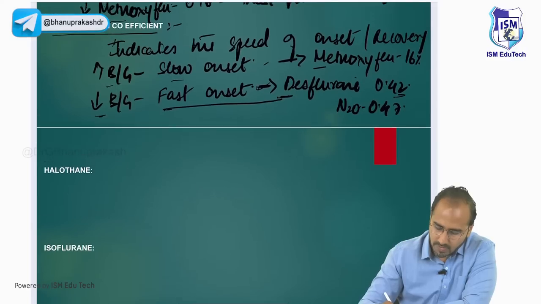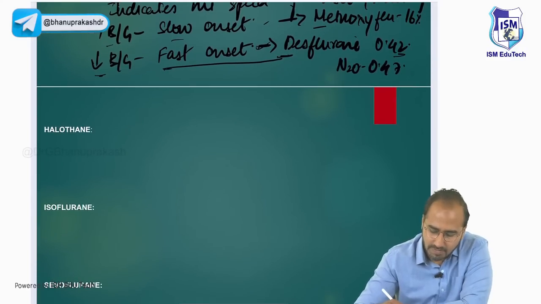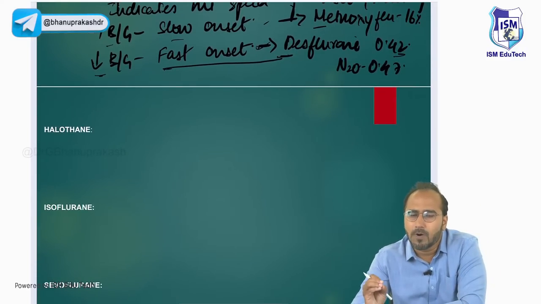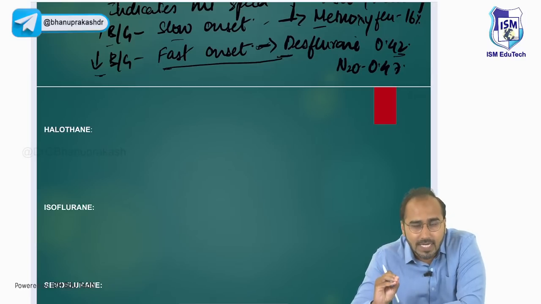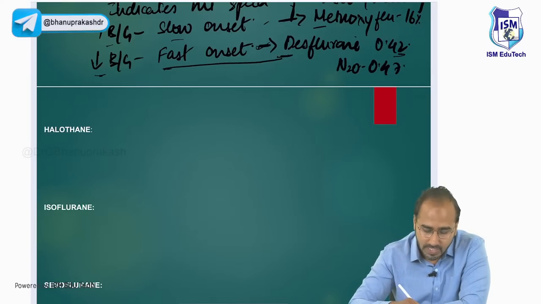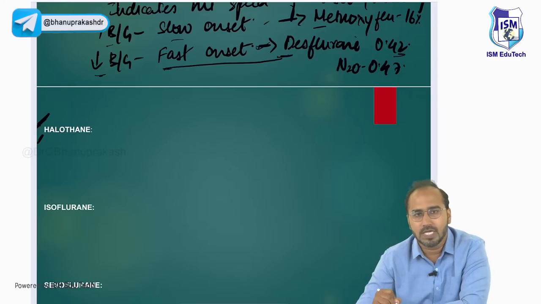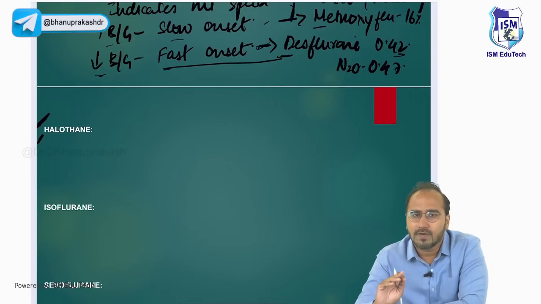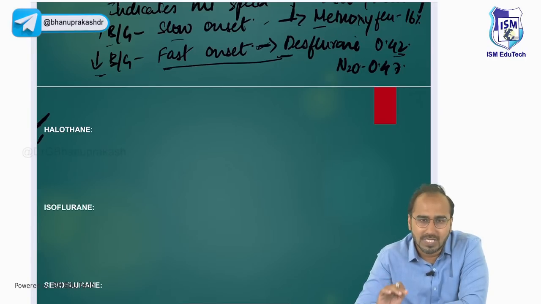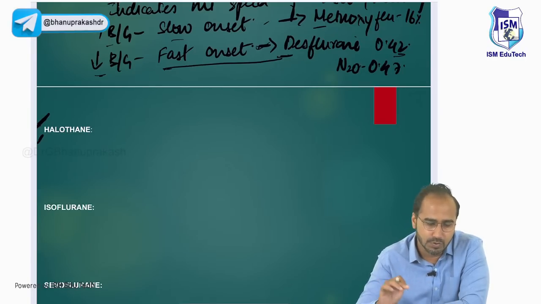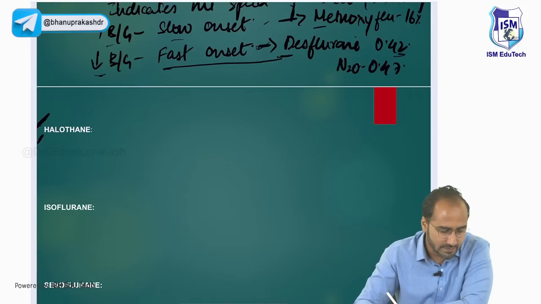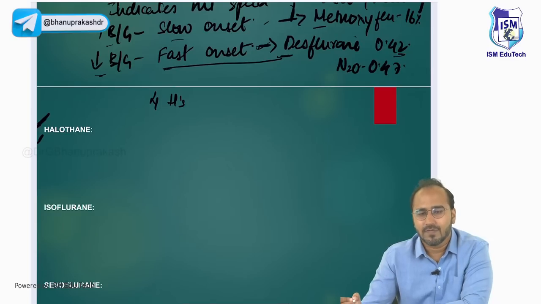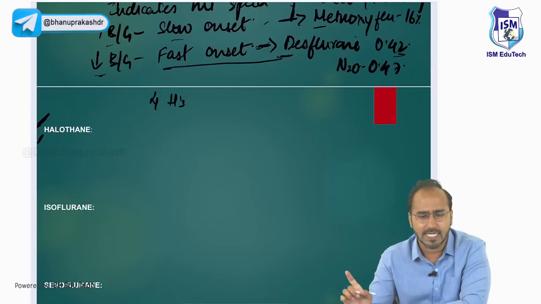Okay. Now, regarding the inhalational agents, we have to remember some important MCQ points. In inhalational agents, the MCQs mostly come from the topic of halothane. If someone asks you about halothane, you have to tell the 4 H's of halothane. How many, guys? 4 H's of halothane.